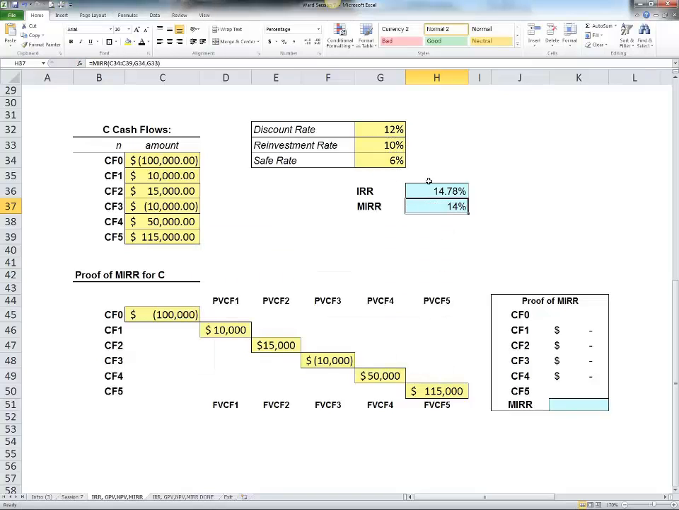Now we've got a modified internal rate of return that calculates out very precisely to be 13.55%. Now, all right, so maybe you understand modified internal rate of return, adjusted IRR, portfolio IRR, whatever you might want to call it.